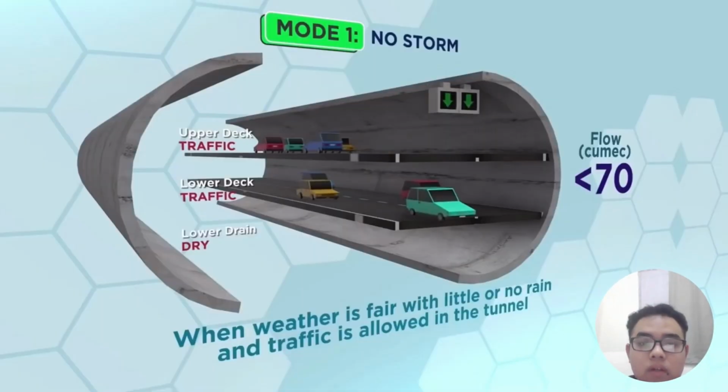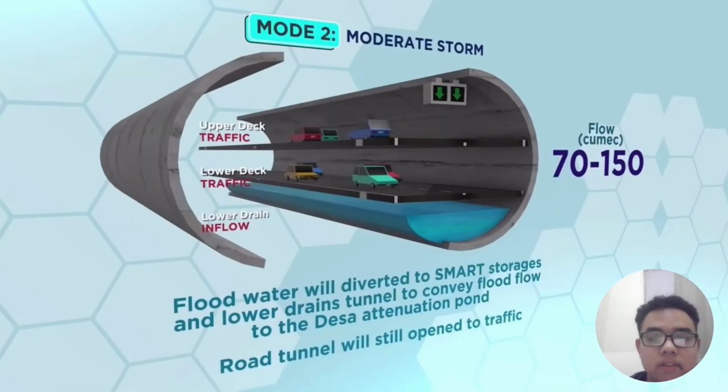Under the no-storm condition, the mode is activated, the traffic tunnel is open, and the stormwater tunnel is closed. The tunnel will operate as a normal traffic tunnel, and no floodwater is diverted into the stormwater tunnel. During the moderate storm, the mode is activated, the stormwater is diverted into the stormwater tunnel. Meanwhile, the two upper roads still operate as usual.